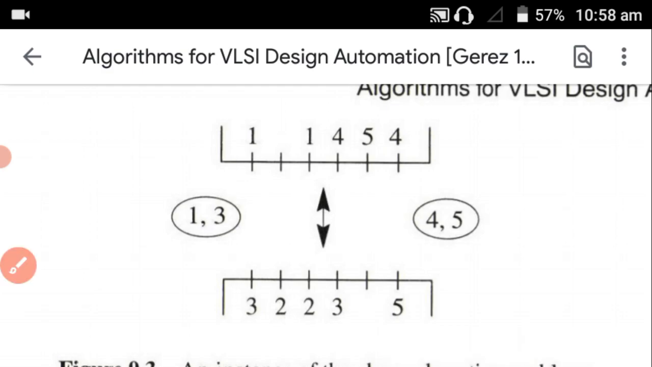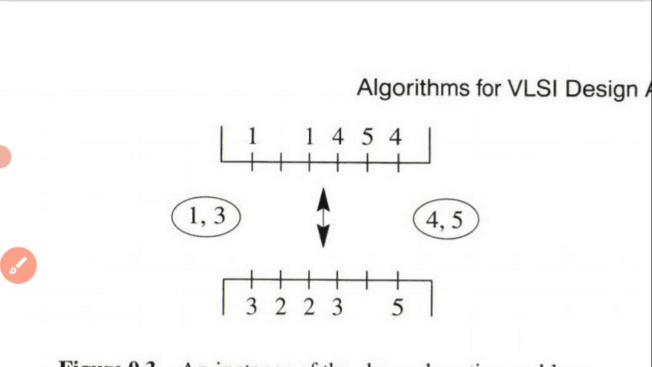What are the three goals of channel routing? That is minimization of the length, then minimization of the total wire length, then minimization of the number of vias.